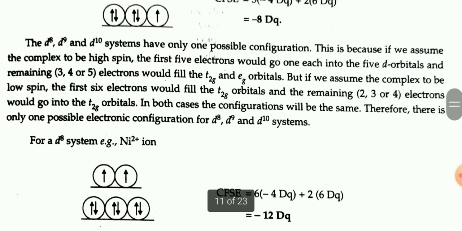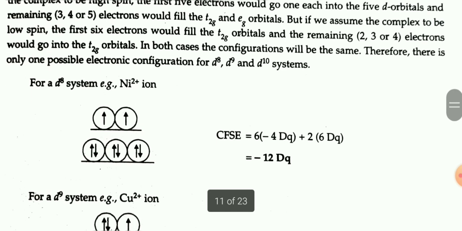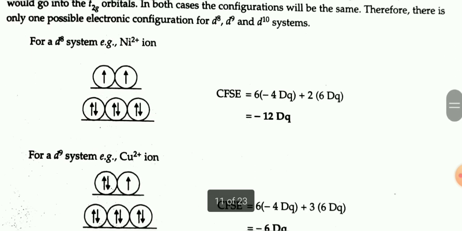The d8, d9 and d10 systems have only one possible configuration. This is because if we assume the complex to be high spin, the first 5 electrons would go each into the 5 d orbitals and the remaining 3, 4 or 5 electrons would fill the t2g and eg orbitals. But if we assume the complex to be low spin, the first 6 electrons would fill the t2g orbitals and the remaining 2, 3 or 4 electrons would go into the eg orbitals. In both cases, the configuration will be the same. Therefore, there is only one possible electronic configuration for d8, d9 and d10 systems.